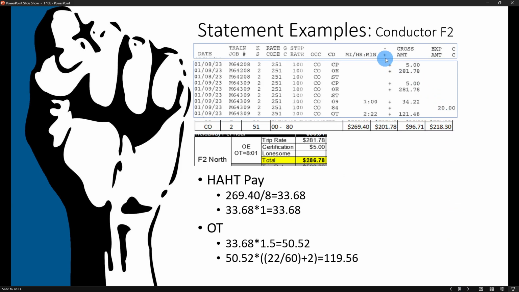Here's an example, conductor F2. So M642, 28 OE, it's going one way. So trip rate here matches. All right, we got the certification, $5. That's good. And then we've got the trip coming home. $5 certification, OE rate. This person handled only between 0 and 80 cars both trips home. There too, 251 rate code.